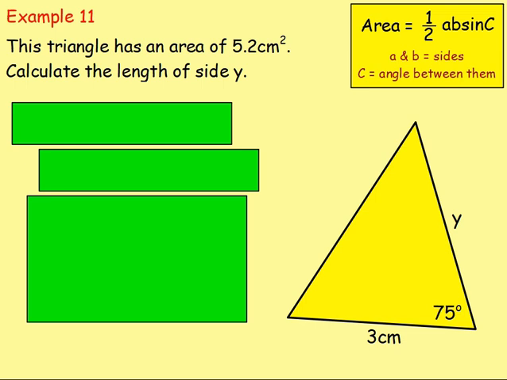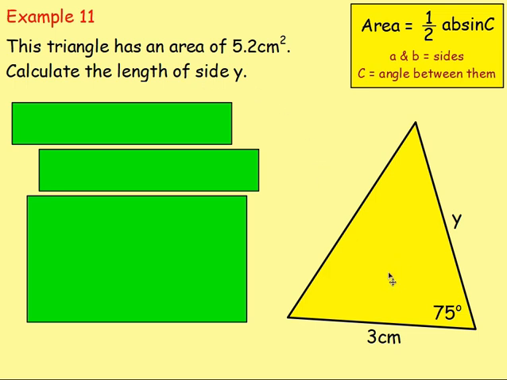Example 11. This triangle has an area of 5.2 squared centimetres. Calculate the length of side Y. So once again, we are given the area. Oh, yeah! But we're having to work out the length of a side. Oh, no! But you start off the exact same way.